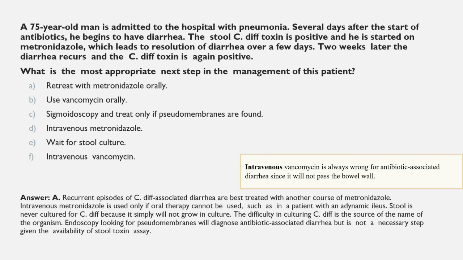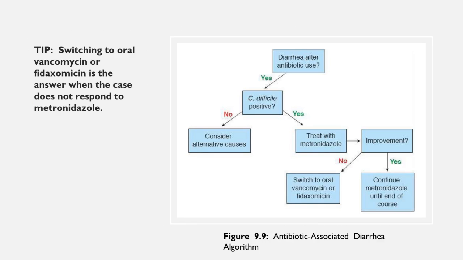And we have here a clinical tip. IV vancomycin is always the wrong answer for antibiotic-associated diarrhea, since it will not pass the bowel wall. So remember this, IV Vanco does not pass the bowel wall. Let's go to the next slide.